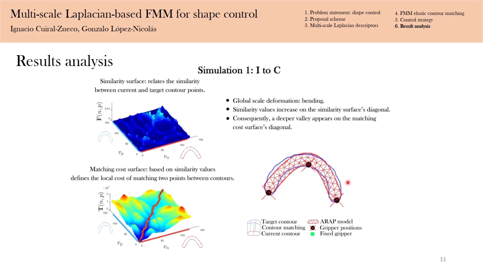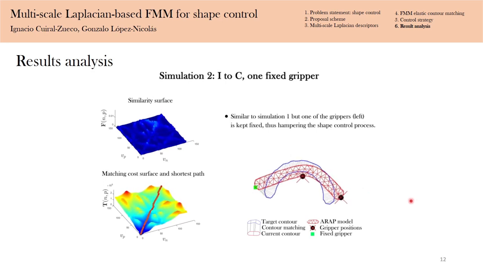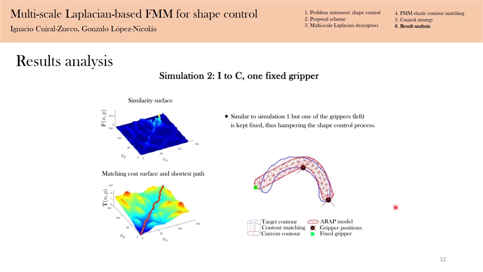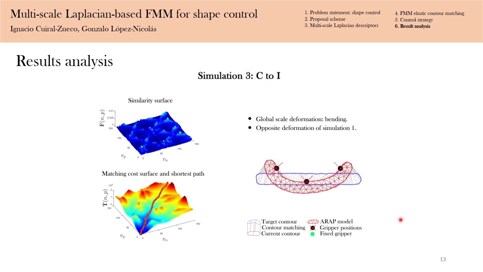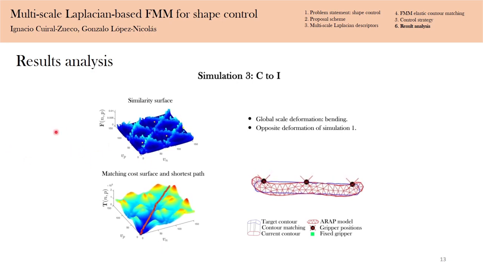And there is one experiment, which is the next one, which will have a fixed gripper, which is going to be represented by the green square. So this is the basic case of an I being transformed to a C. This is the same case, but with a fixed gripper. So the method seems to manage properly within this case as well. This is the opposite case of converting a C into an I. Note how the similarity surface pops up higher as both shapes resemble.